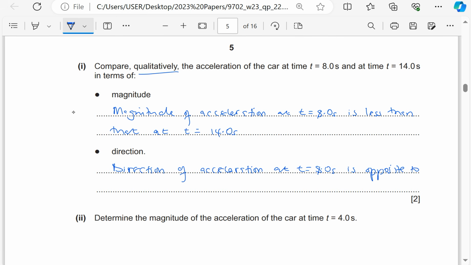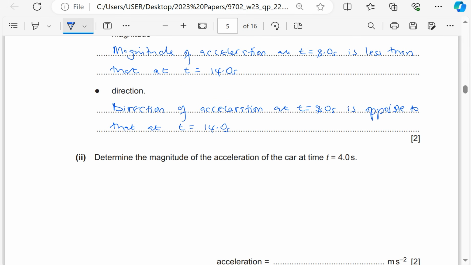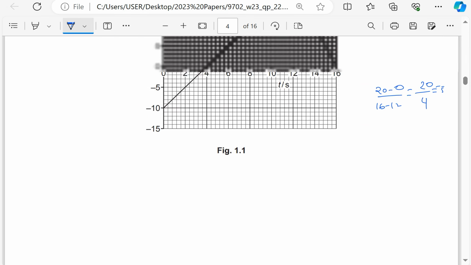Is opposite to that at t equals 14.0 seconds. One is positive, one is negative because the gradients are in opposite directions. Then determine the magnitude of the acceleration of the car at t equals 4 seconds.